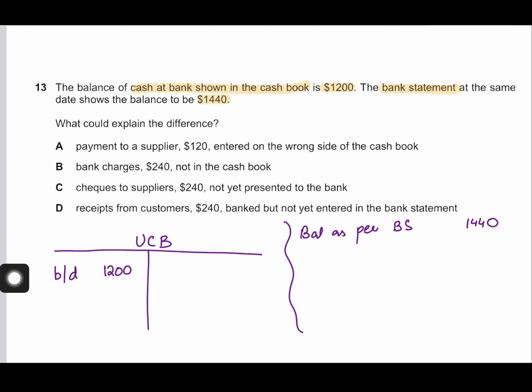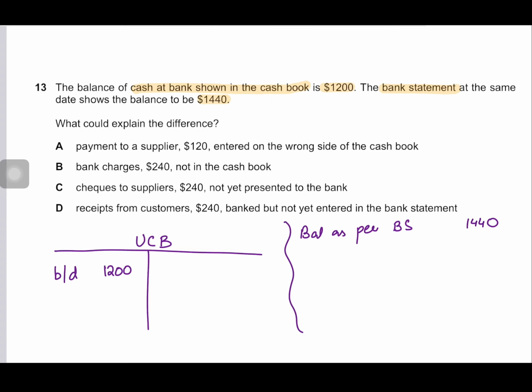The reason for the difference could only be found out if we try to reconcile the two balances in order to find out the cause of the difference. Now let's read options one by one and try to adjust them. The first says payment to a supplier 120 entered on the wrong side of the cash book. Okay, so if this error has been made, this error will require correction. Now the question is where? Either in the updated cash book or in the bank statement?